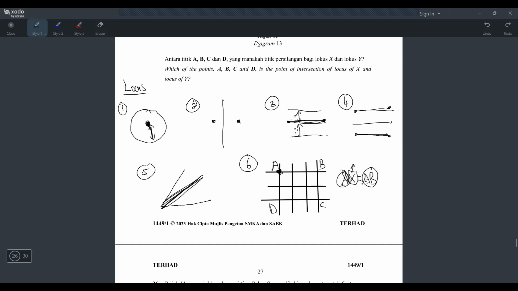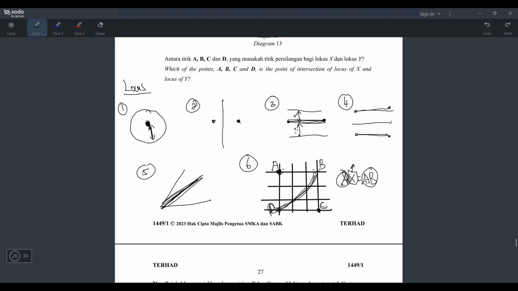So this will be 3 unit also. Actually, I messed up already. I should draw one more like this. It means this is my C. This is my D. Okay, so open 3 unit and then draw a circle. Actually it's the full circle like this lah, but you just draw within the diagram. So this is your answer.